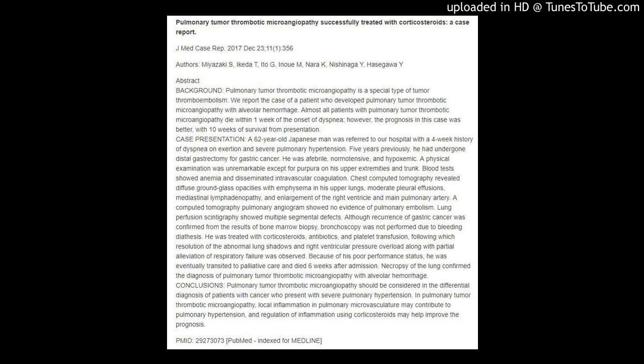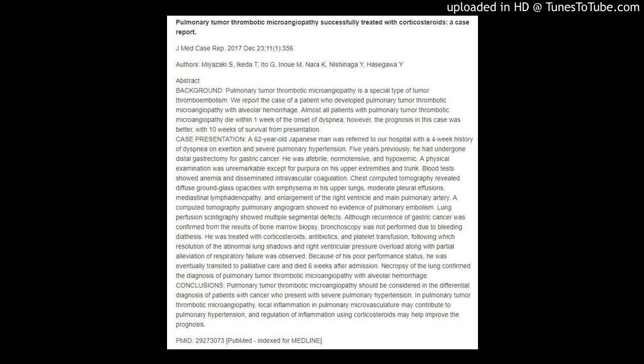Because of his poor performance status, he was eventually transitioned to palliative care and died 6 weeks after admission. Necropsy of the lung confirmed the diagnosis of pulmonary tumor thrombotic microangiopathy with alveolar hemorrhage.